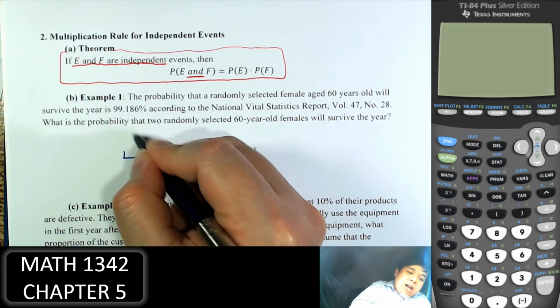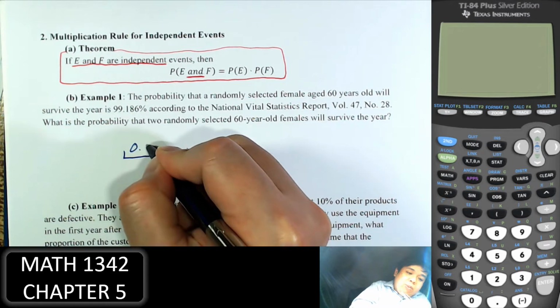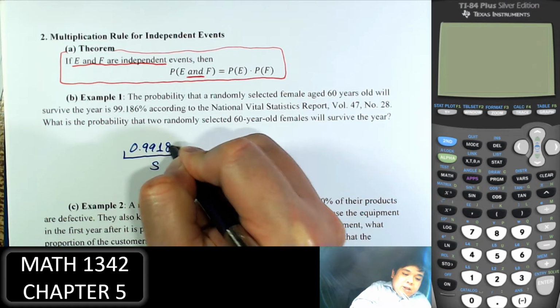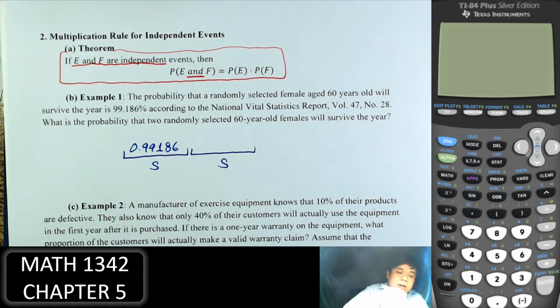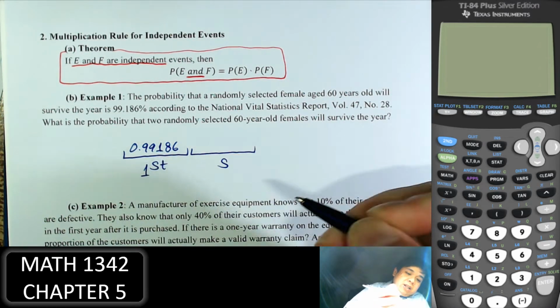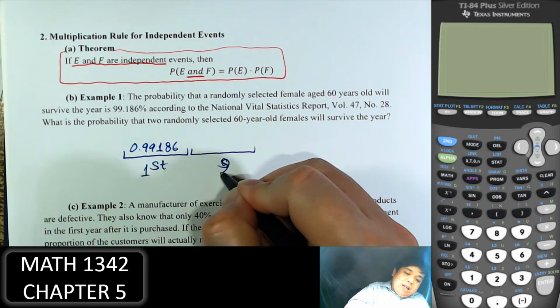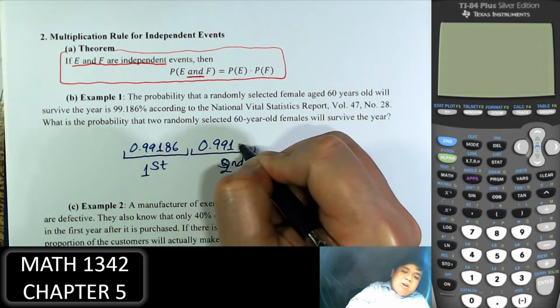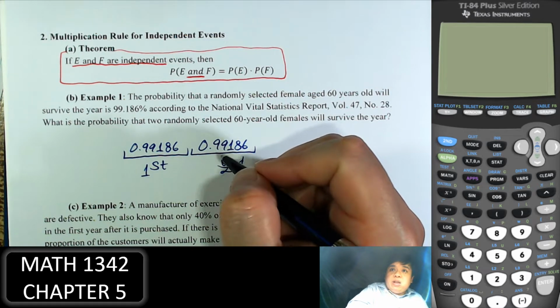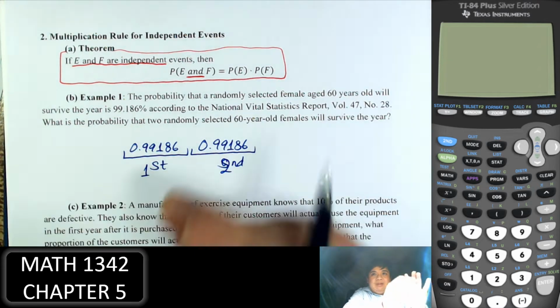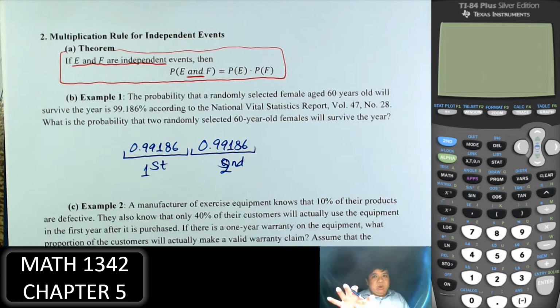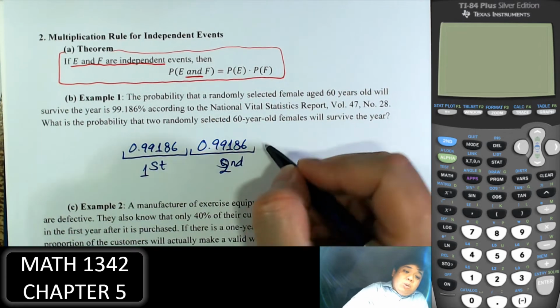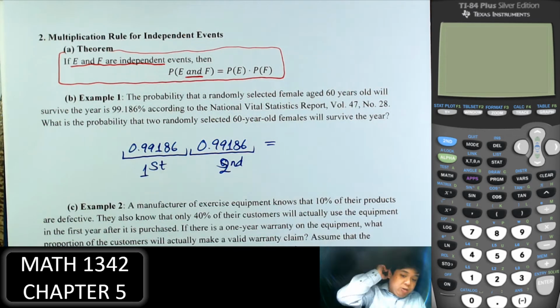We have 99.186%, or I put it in decimal, for the first woman to survive the year, and then the second to survive the year is also the same thing, because there will be millions and millions of those. When you pick one out, for the second one, even though there's one less than originally, we still have millions and millions left, so the probability is about the same.